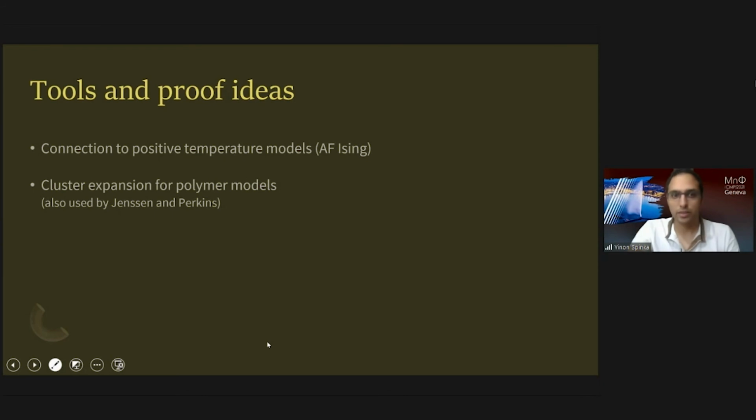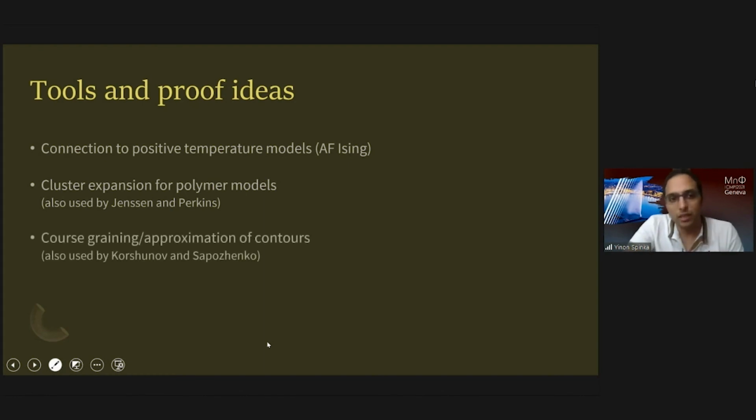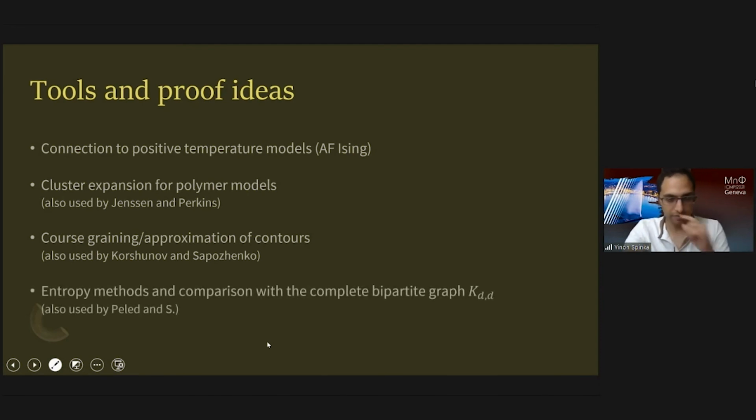A second tool that comes into play is a cluster expansion for a certain polymer model, which appears in this setting. This was used by Jensen and Perkins as well in their setting for independent sets on the hypercube. We'll also use some coarse graining or approximation scheme for contours. These types of ideas go all the way back to the result of Korshunov and Sapozhenko, and they were used by Galvin as well, and many others in this area. And finally, we're going to use some entropy methods and a comparison. We're going to compare the independent set model on the hypercube to the independent set model on a complete bipartite graph, K_{D,D}. And this will allow us to obtain information on the hypercube by understanding the much simpler situation of the model on the complete bipartite graph.